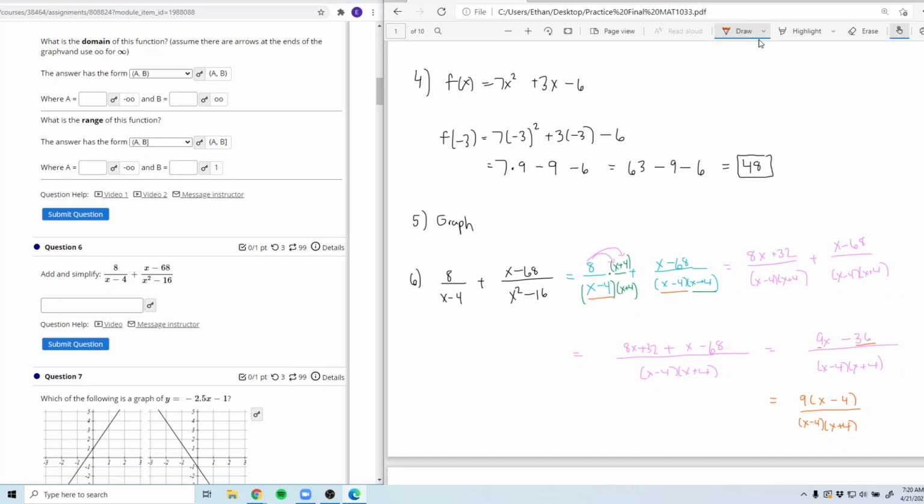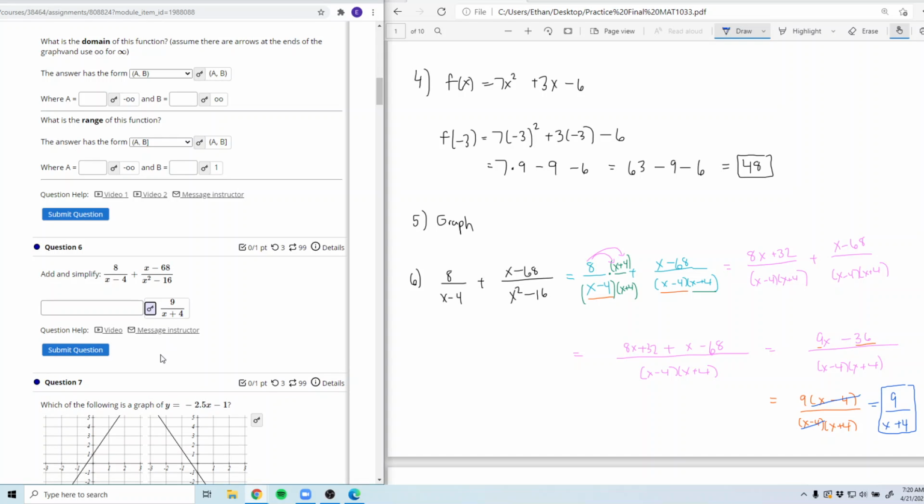But you can see why that's so useful to factor, because now the top and bottom both have an x minus 4. They can cancel, and we're left with just 9 over x plus 4. And that's our final answer. We can go ahead and just check that real quickly. Click on it, and you can see that we do in fact have 9 over x plus 4.